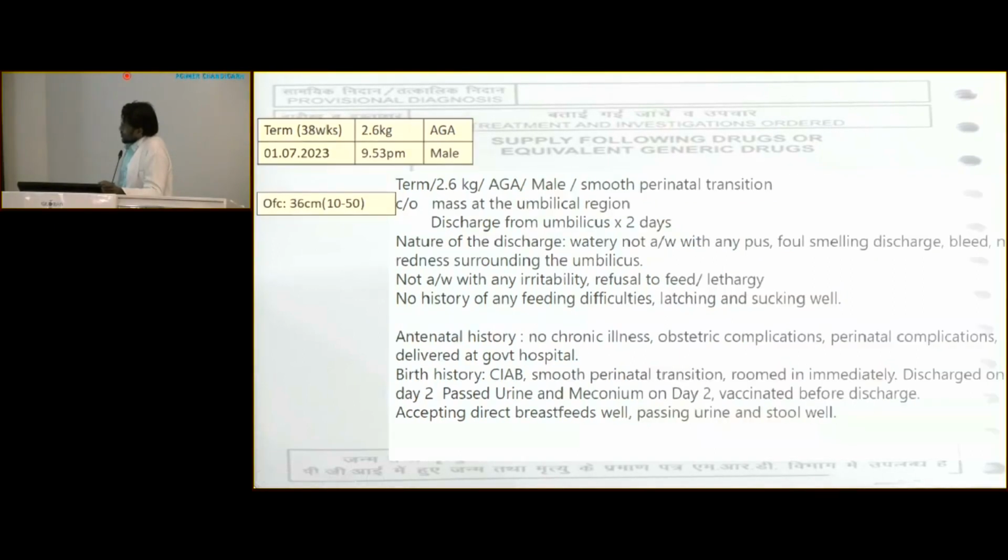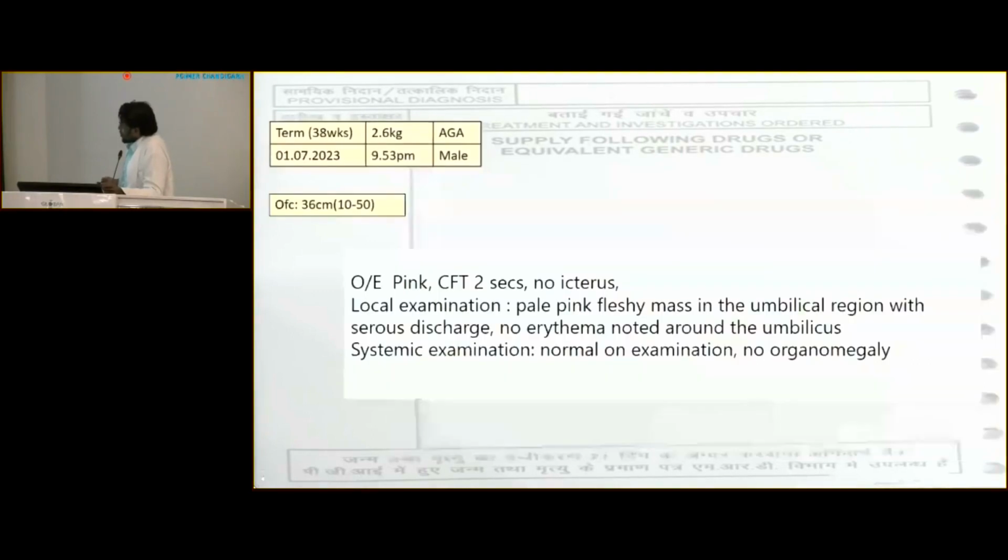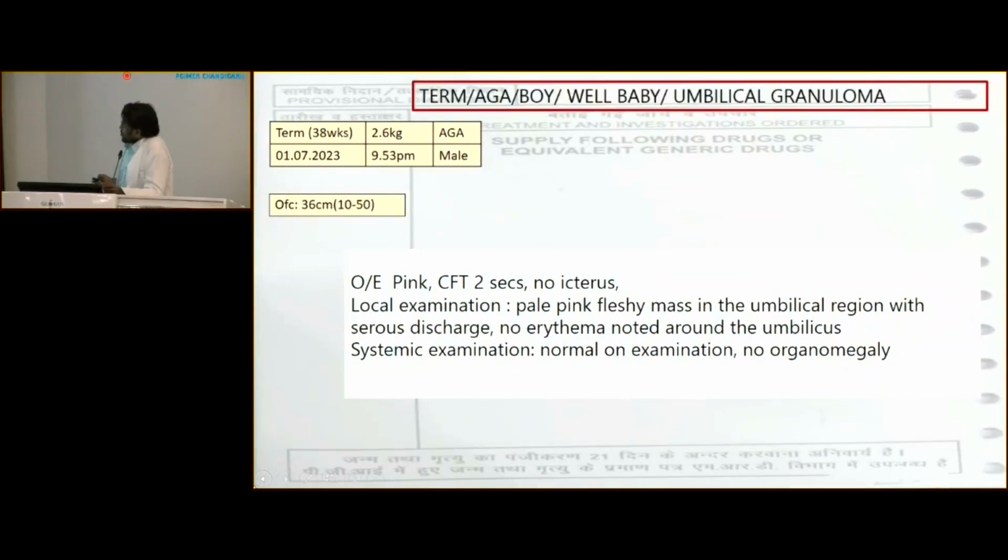So on examination, the child was pink, CFT was 2 seconds, no icterus. Local examination showed a pale pink fleshy mass in the umbilical region with serous discharge, and no erythema was noticed around the umbilical region. Systemic examination was normal. Our diagnosis was umbilical granuloma.